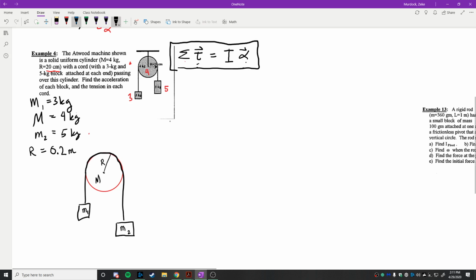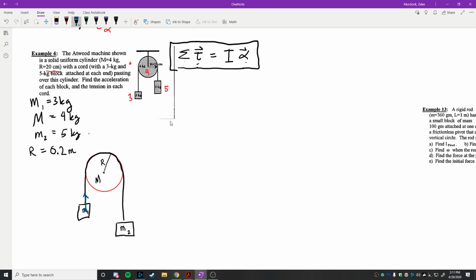Now, to solve these kinds of problems, we're going to do something that we've done many times in this class. We're going to draw free body diagrams for each object, okay? We're going to label the forces acting on them. I think it's probably okay in this position to label the forces on the objects themselves.